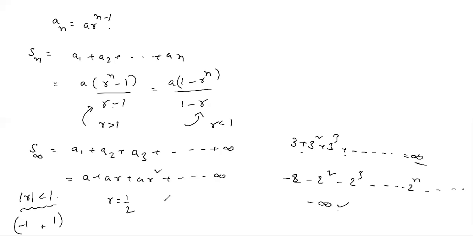If you raise the power of 1 by 2: square, 1 by 2 cube, 1 by 2 power 4 and so on. 1 by 2 power infinity value is 1 by a big number, which is nearly equal to 0. So r power n tends to 0.